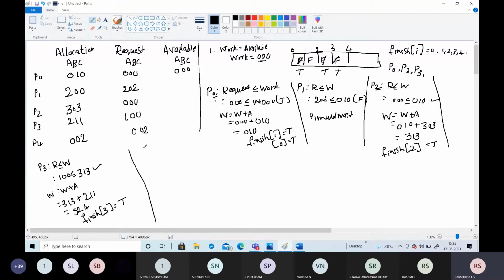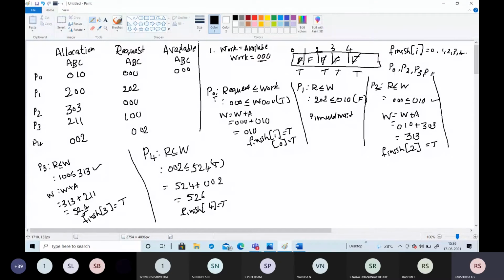Now next we have to calculate for P4. Request is less than or equal to Work. The request for P4 is 0, 0, 2, which is less than or equal to Work, which is 5, 2, 4. So this condition is true here. So we have to calculate Work 5, 2, 4 plus Allocation. The allocation for P4 is 0, 0, 2. So 5, 2, 4 plus 0, 0, 2 is 5, 2, 6. So now P4 has completed its task. Finish of 4 is equal to true. So now that false has become true.